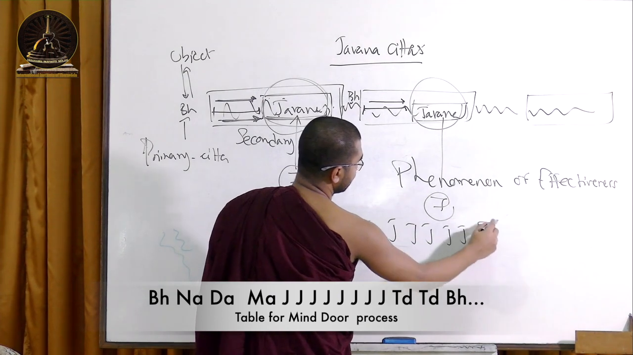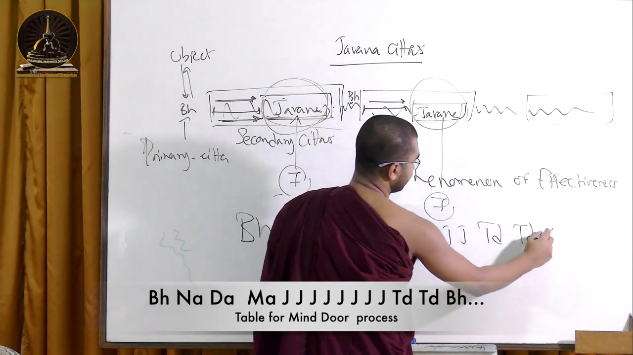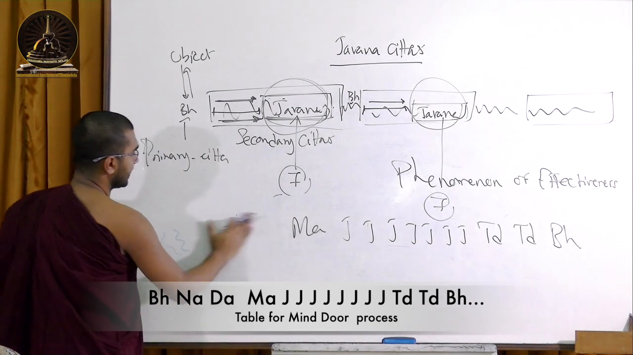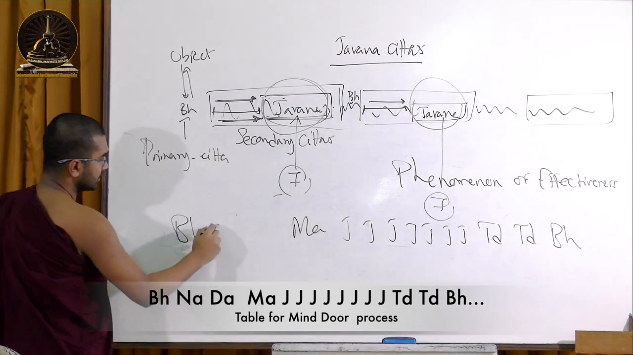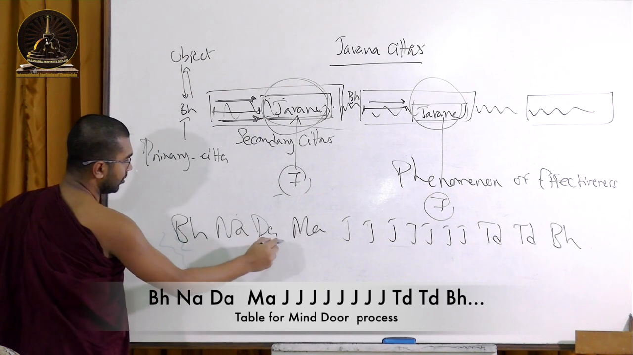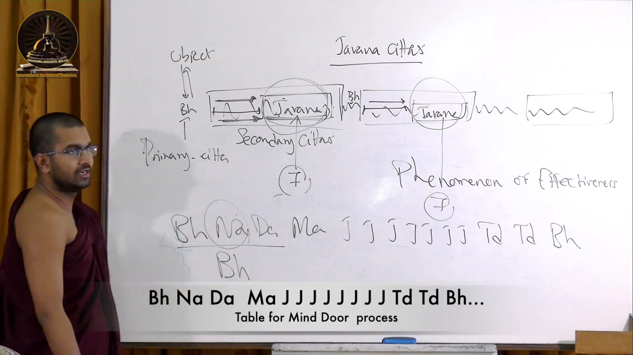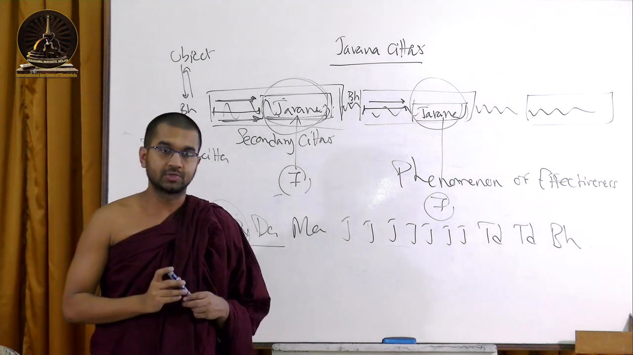So savana javana, then we have tadarammana, then we go into bhavanga. So the object has struck at the bhavanga. So striking happens. These all three are called bhavanga chittas. So this is where the object makes an impact on the mind.